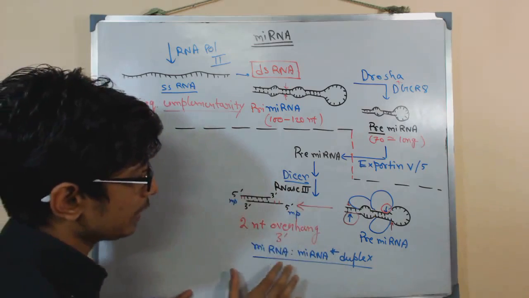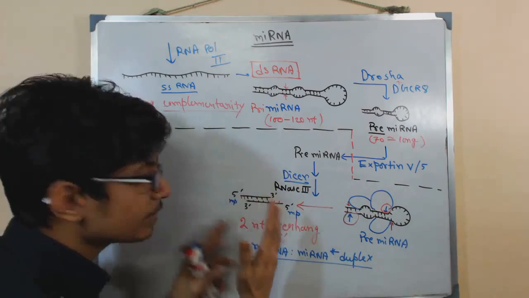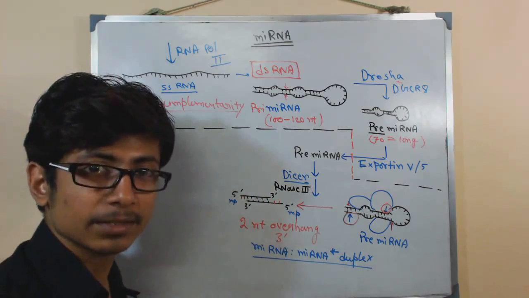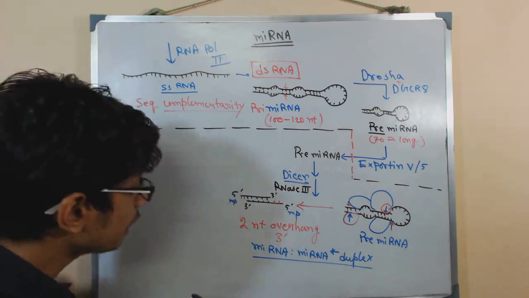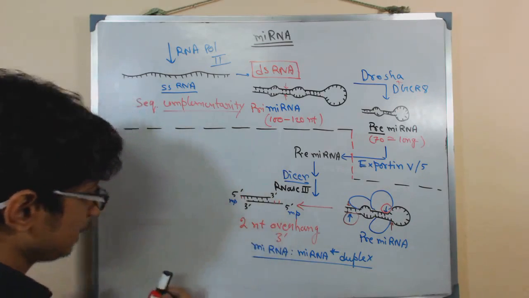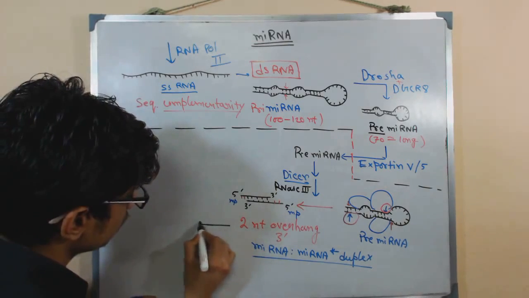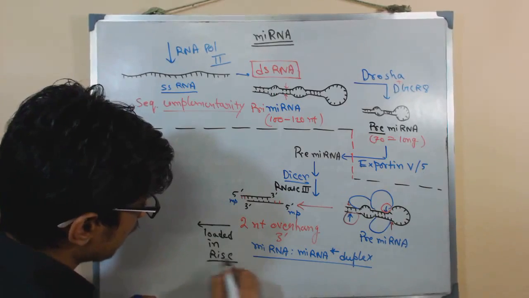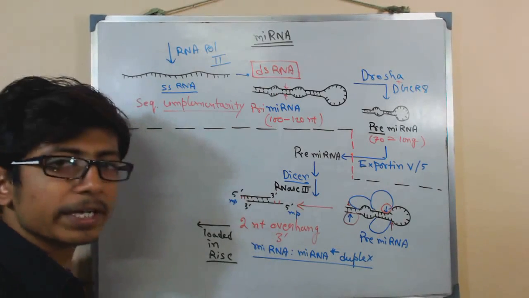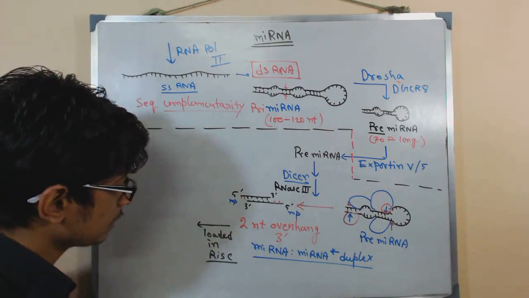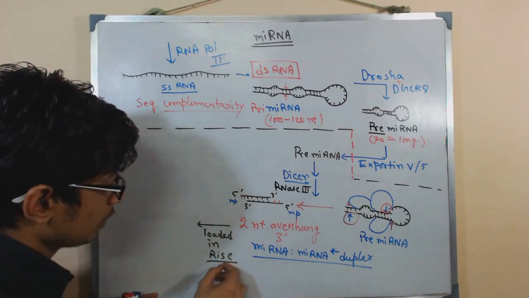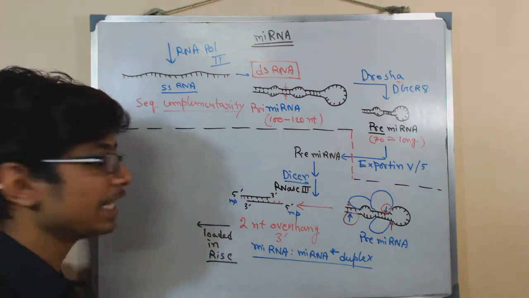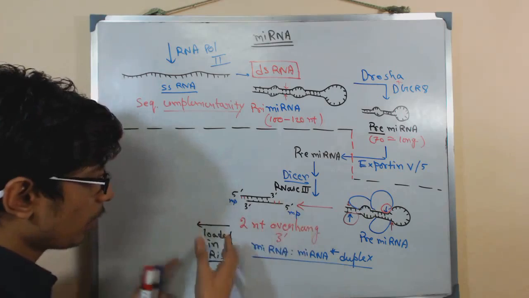So once we produce this miRNA star duplex, it is ready to be attached to the actual RNA interference complex. And remember the name of that complex? We have already studied it. The name of that complex is RISC. The miRNA duplex is loaded into RISC. And you know RISC, the full form, is RNA interference silencing complex, right? RNA interference mediated silencing complex, that is the RISC. And they will load it into the RISC.